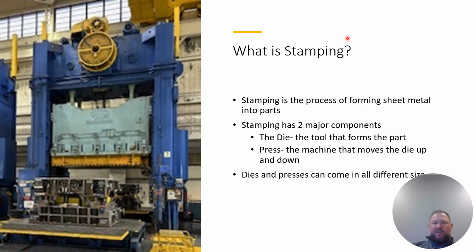And for simplicity's sake, there are two major components to the stamping industry. Number one is the die. This right here would be the die. And the second is the press. This piece of equipment here is the press.